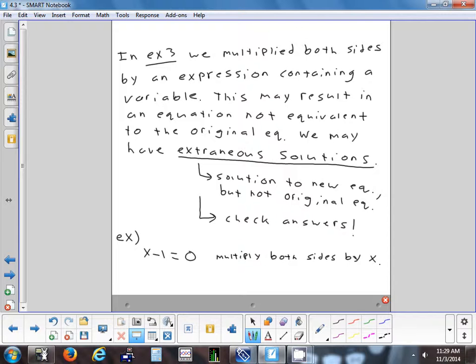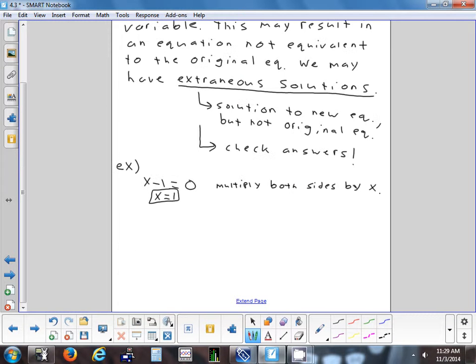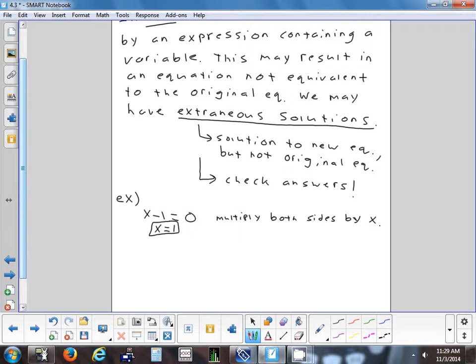Okay, let's look at this one. Very, very simple equation. x minus 1 equals 0. If you were to solve that equation, x minus 1 equals 0, Brielle, what do you get? You get x equals 1. That is the only answer. But watch what happens if you multiply both sides by x. Because we've always learned, as long as you do the same thing on both sides of an equation, that keeps it balanced. So let's try that.